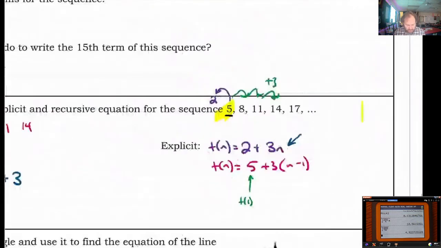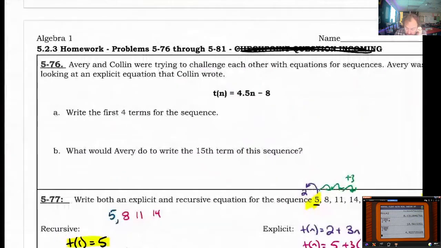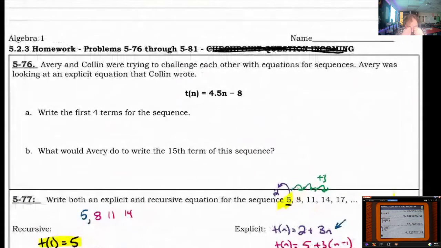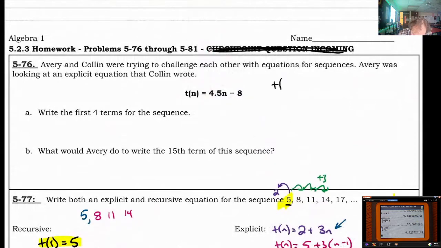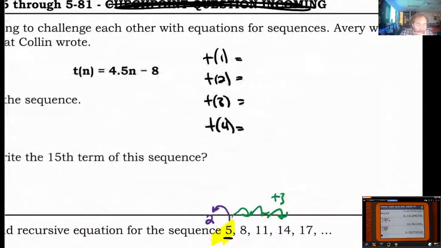Let's go back in time, though, to question 576. Avery and Colin are trying to challenge each other with equations for sequences. Avery was looking at an explicit sequence that Colin wrote. Let's write the first 4 terms. So for the first term, we're going to plug in 1, and then 2, and then 3, and then 4, like this. We probably won't need to plug in all these numbers, but we will want to think about what the pattern is that shows up.